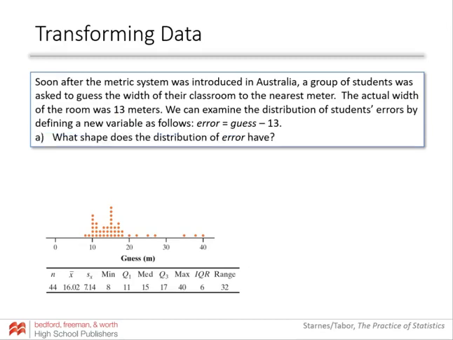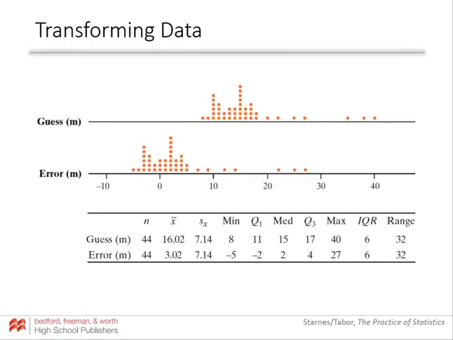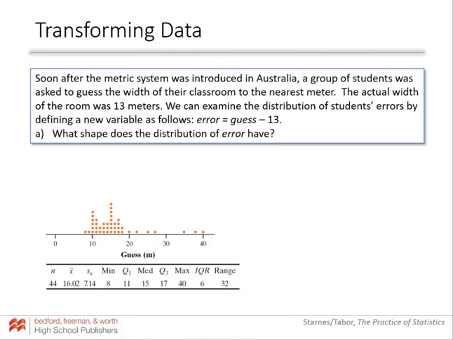All right. Here's what that would look like. So we took each student's guess and we subtracted 13. So now I know, these students that are close to 0 were close to the actual width of the classroom. These students guessed too low. These students guessed too high. All right, and so what we want to know is what is the effect on some different things in our data. So what shape does the distribution of error have?